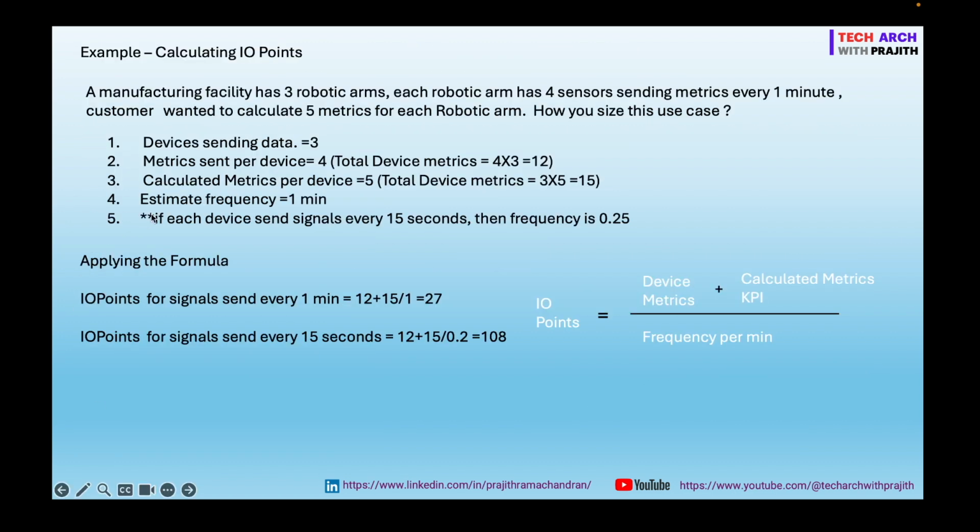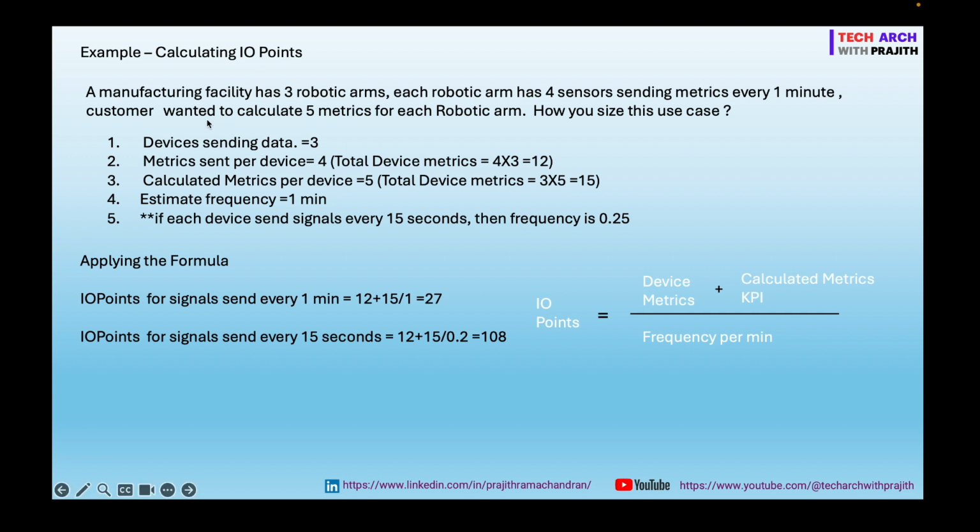Okay, so now let's take a good example of calculating IO points. In this use case or case study, a manufacturing facility has 3 robotic arms. Each robotic arm has 4 sensors sending metrics every 1 minute. That means we have 3 robotic arms. Each robotic arm has 3 sensors attached. So there are 12 total sensors sending signals every 1 minute.